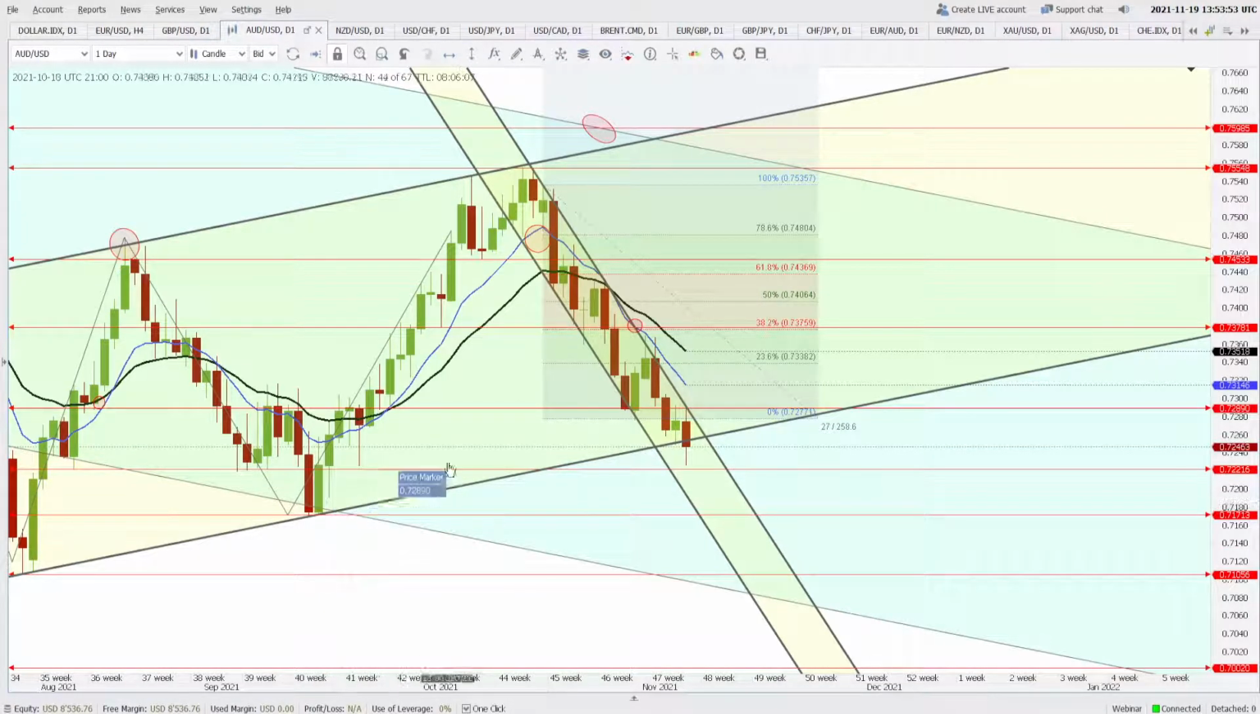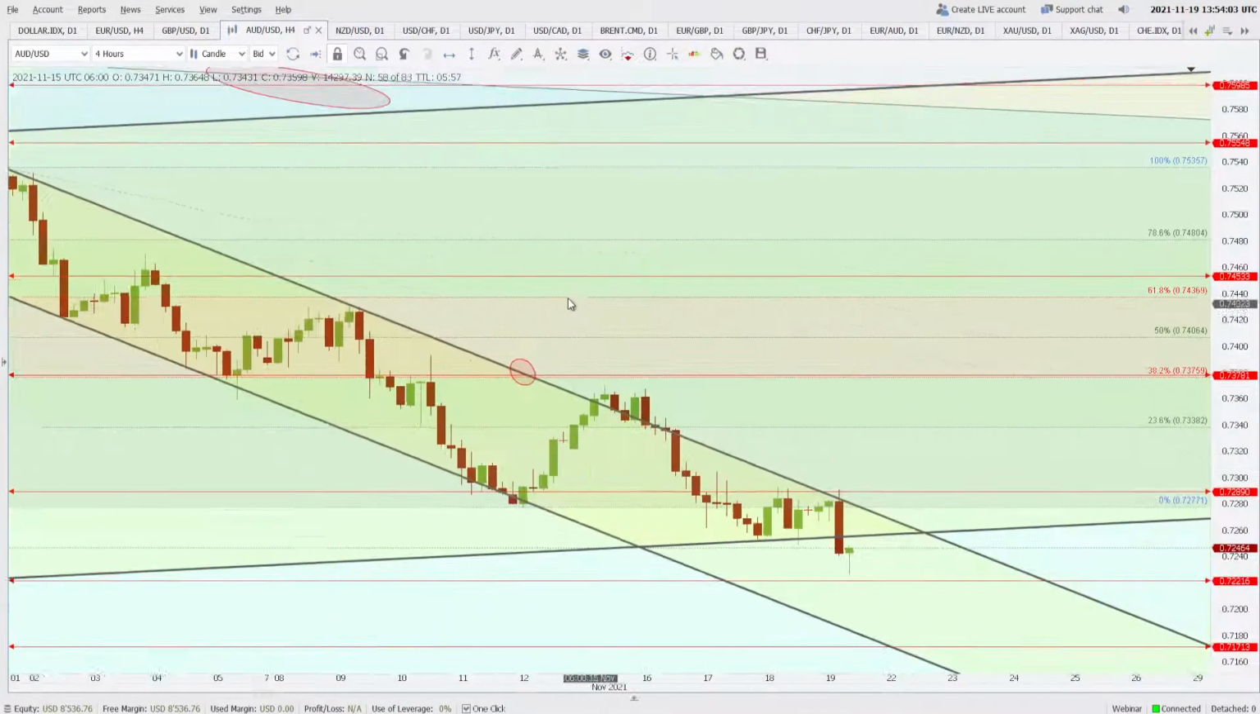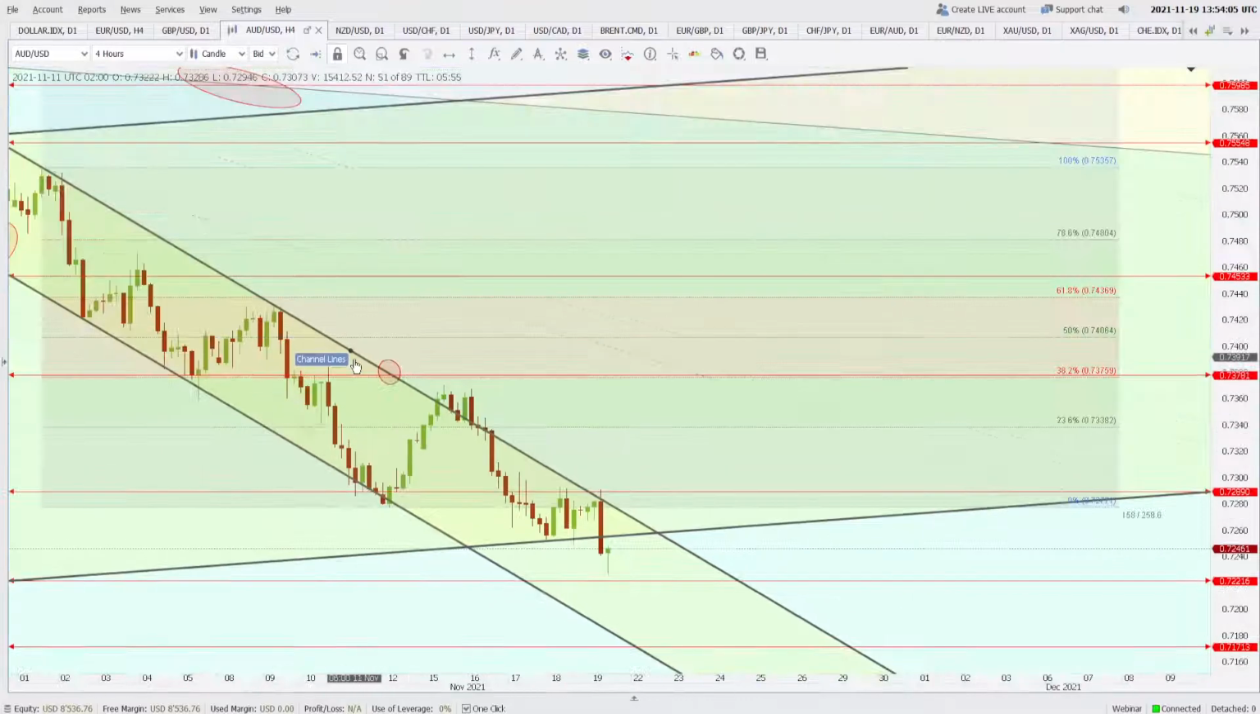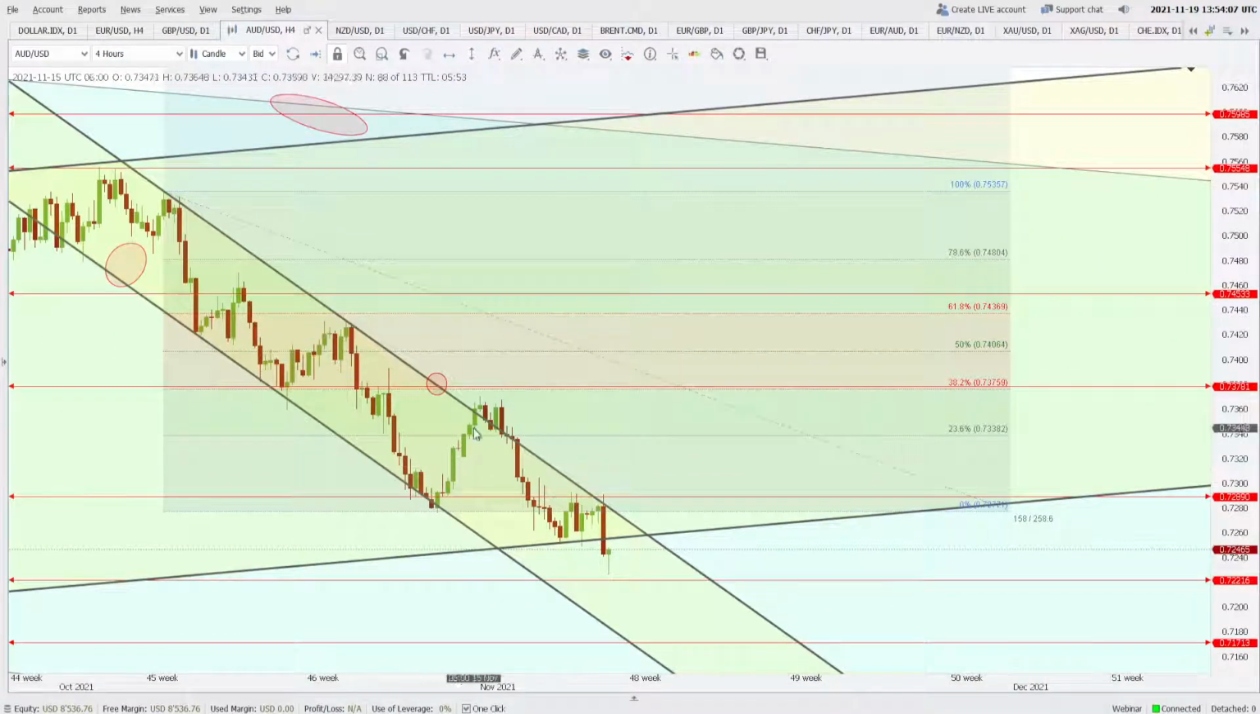0.7170 area, and thereafter we have the next support at 0.7105 area in this market. If you switch to 4-hour, you will have a closer look. See how every time the price is meeting this resistance area here, the sellers are pushing the prices lower. Now 0.7221 may be a good area of support for the price.